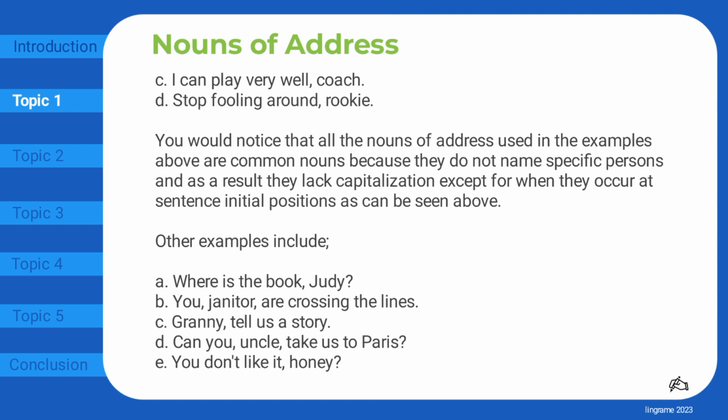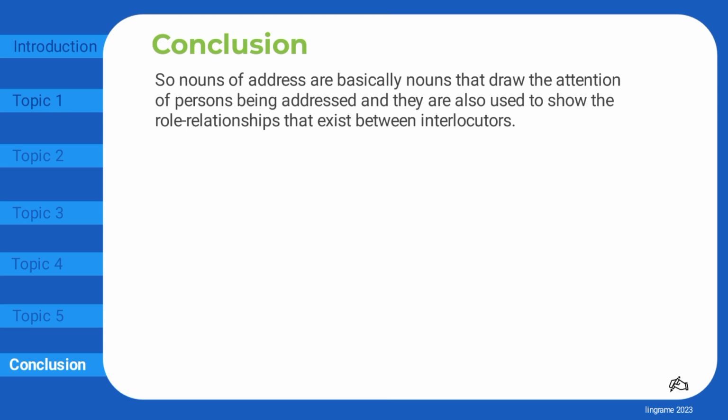Other examples include, "Where is the book, Judy? You, janitor, are crossing the lines. Granny, tell us a story. Can you, uncle, take us to Paris? You don't like it, honey?" So nouns of address are basically nouns that draw the attention of persons being addressed, and they are also used to show the role relationships that exist between interlocutors.